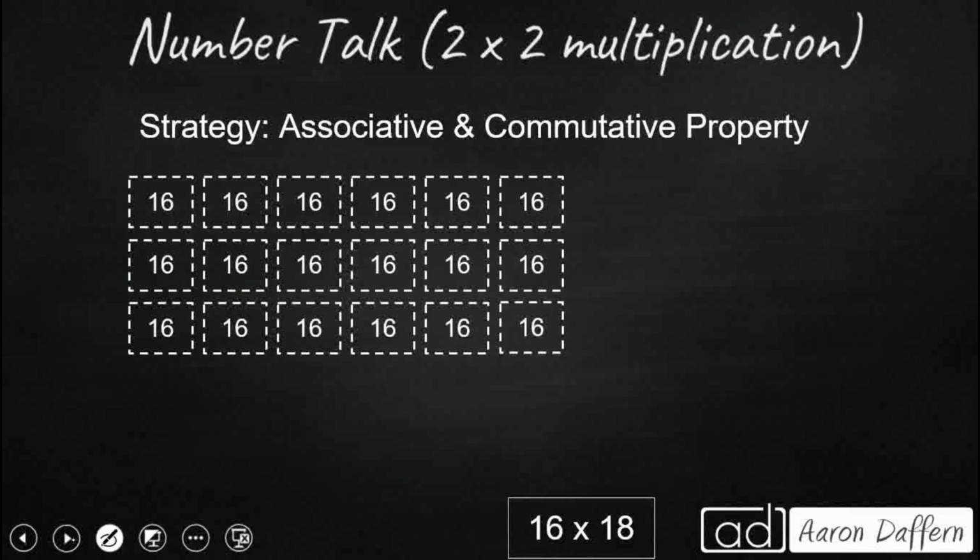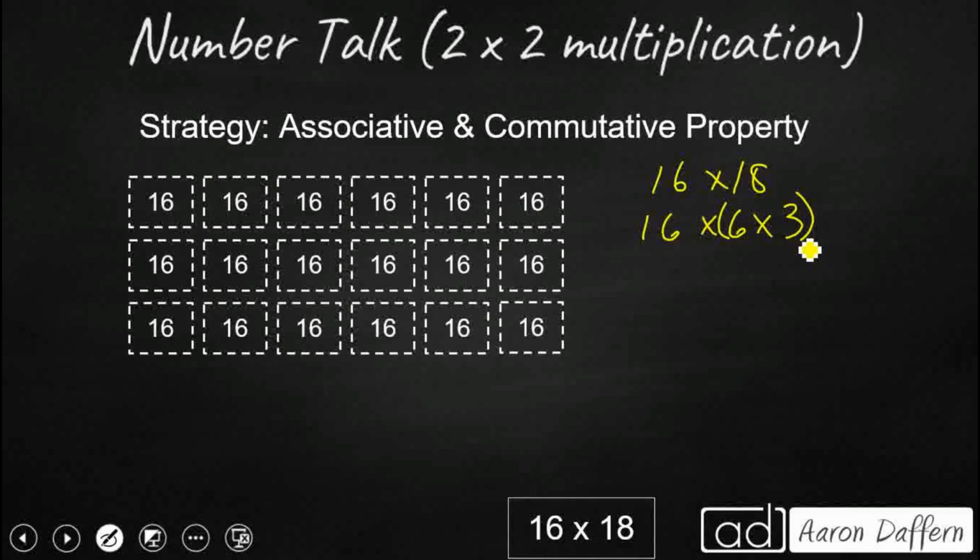Now, if you don't want to double and halve, you don't want to use the distributive property, you can also use the associative property. So the associative property, what it does is it lets us break apart one of our factors into two smaller factors. So I'm going to keep my 16. I'm going to reimagine my 18 as a 6 times 3. So 18 is really 6 times 3.